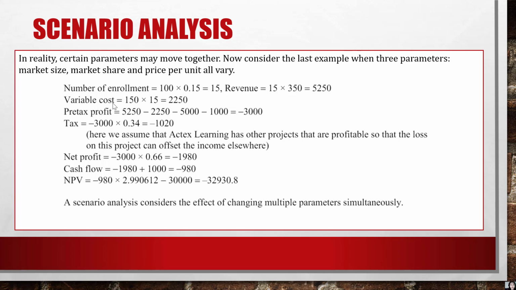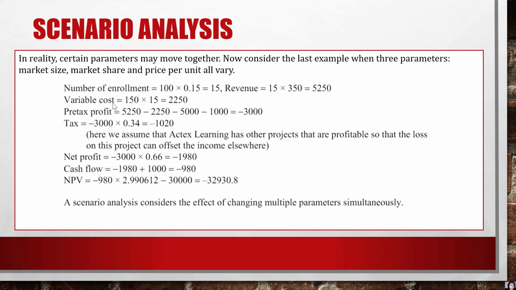You see that? Here we assume that market size, market share, and price per unit are at the worst case. So we take the worst case for the market size, market share, and price per unit and put them all in here. And we get the number of enrollment. The number of enrollment, we take the market size and market share. Remember the market size at the worst is 100. The market share at the worst is 0.15. So we get 15.